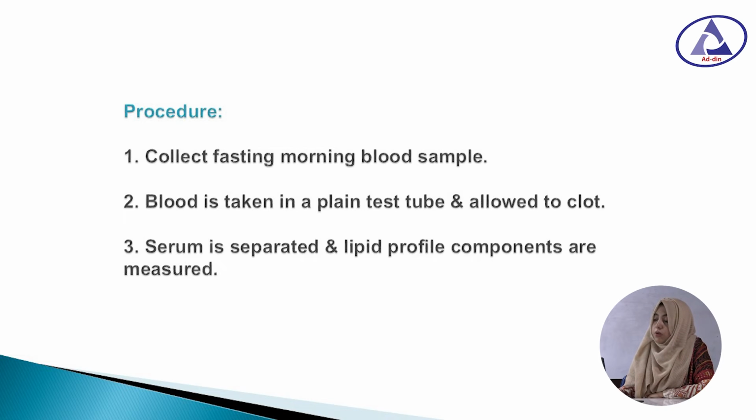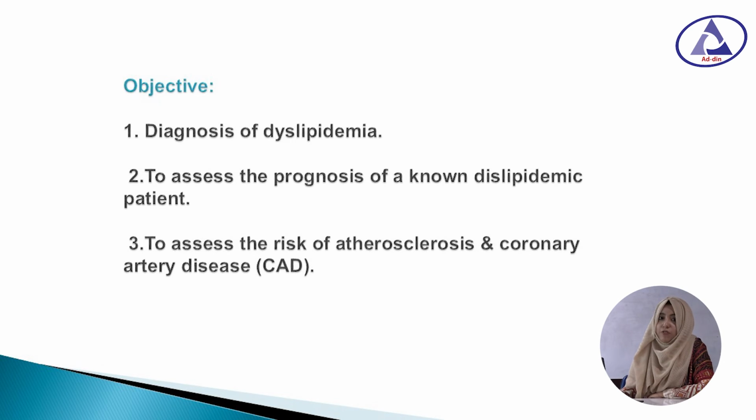Procedure. Number 1, collect fasting morning blood sample. Blood is taken in a plain test tube and allowed to clot. Number 3, serum is separated and lipid profile components are measured. Objective. What are the objectives of this lipid profile? Diagnosis of dyslipidemia, to assess the prognosis of a known dyslipidemic patient, to assess the risk of atherosclerosis and coronary artery disease.